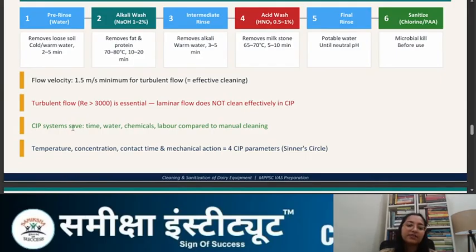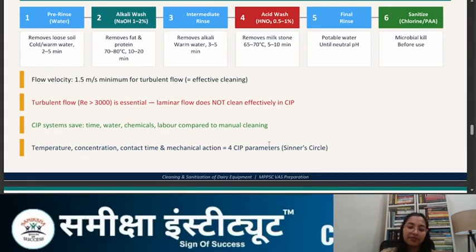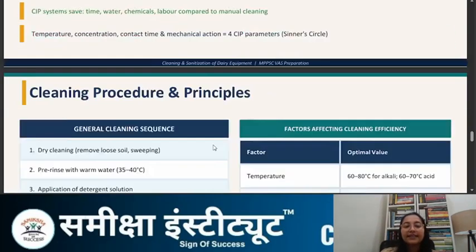So cleaning in place systems save water, time, chemicals, labor compared to manual cleaning. They are very effective and used in modern automated systems. Temperature, concentration, contact time and mechanical action, all of them should be very good. Okay, so we will ensure that the cleaning in place has been conducted effectively. So this is all for cleaning in place.